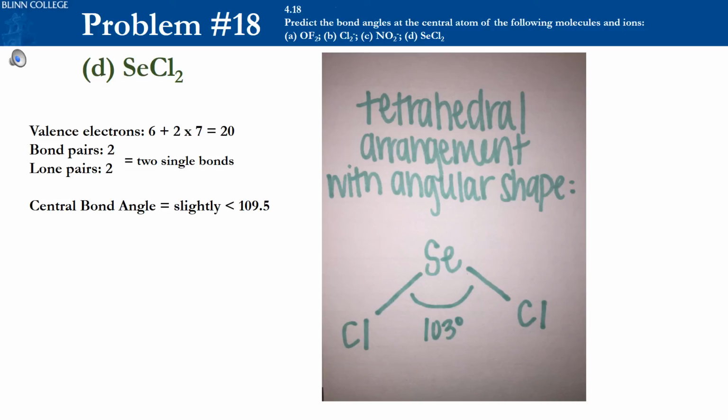Alright, last part of problem 18, we have SeCl2, so the Lewis structure is going to be with Se in the middle and the 2 chlorines on the sides. This one is also a tetrahedral arrangement with angular shape. We know that we have 2 bond pairs and 2 lone pairs. And in this one we're going to have 2 single bonds. Then this central bond angle between the 2 chlorines is going to be 103 degrees.